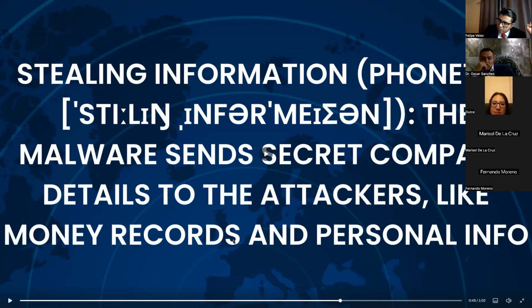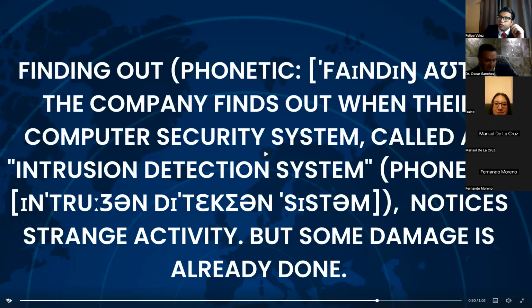Money records son literal registros, record, money records, y personal information, información personal. Listo, ahí estaba la respuesta. Entonces no era fake news, era de a de veras. Entonces, ahora, ¿cuál es la conclusión? Finding out. The company finds out. Entonces, cuando veamos la palabra finding out, va a ser la conclusión.